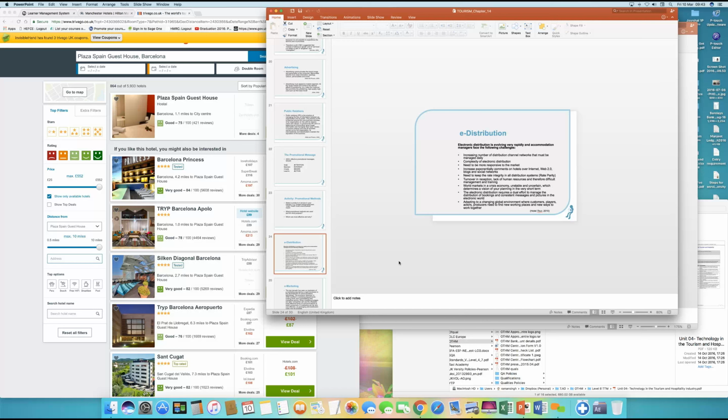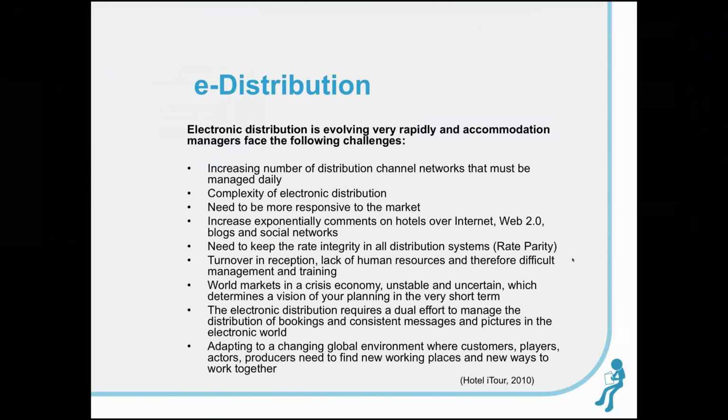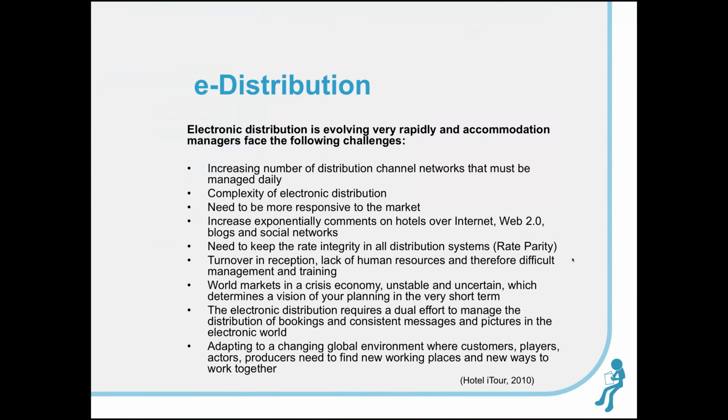Okay. Now, because we are specifically talking internet in particular, let's look at e-distribution. Now, e-distribution is nothing but electronic distribution, which is basically now becoming a part and parcel of the travel and hospitality industry, right? Let's look at some of the points first. Just go through it and I'll explain. So, increasing number of distribution channel networks that must be managed daily.